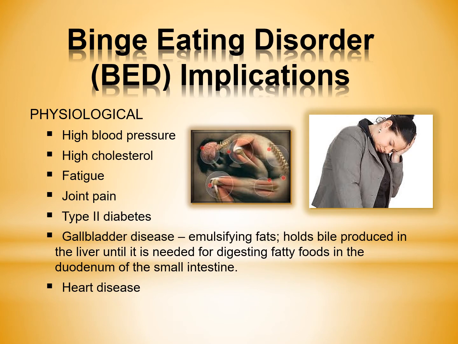So binge eating disorder implications, physiologically, let's go through them. So high blood pressure, high cholesterol, fatigue, joint pain, type 2 diabetes, gallbladder disease, again, emulsifying fats. The gallbladder has bile that emulsifies fat. It holds bile produced in the liver until it is needed for digesting fatty foods in the duodenum of the small intestine, but they can develop a disease of the gallbladder, that storage pouch. Heart disease. And for those of you that want to know a little bit more anatomy, the gallbladder is also located inferior and posterior to the liver.